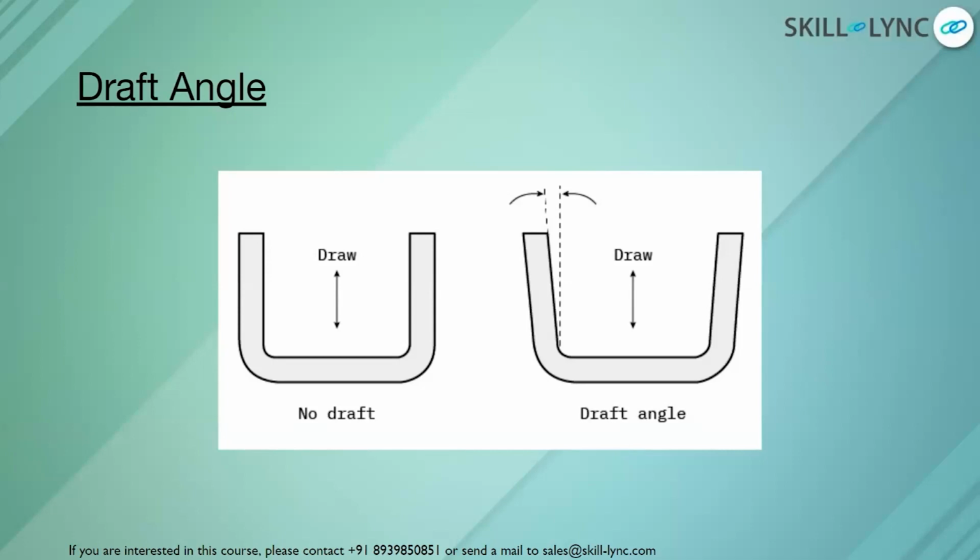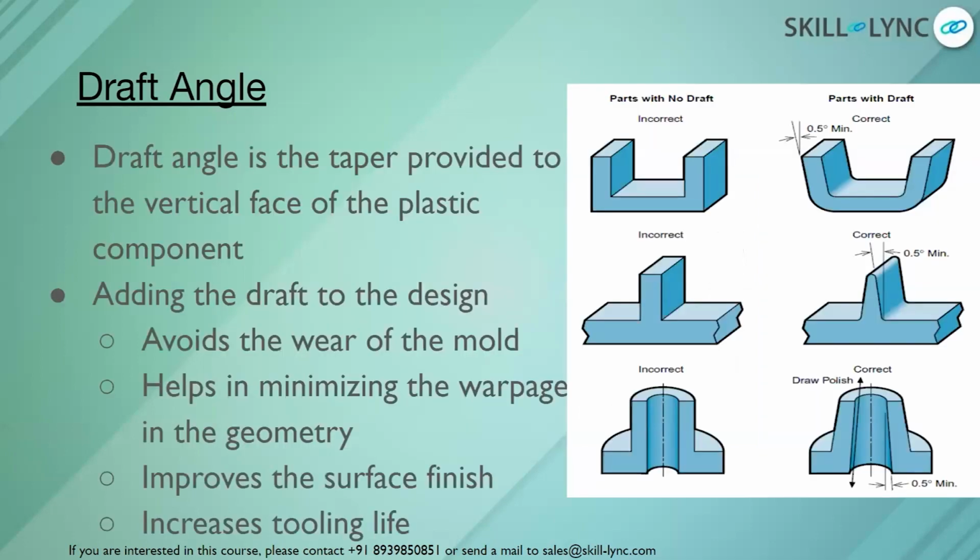Correct. Now you can see some of the components which are manufactured incorrectly, and what changes you need to make accordingly. If you look at the part with draft, you can see the minimum draft being 0.5. And in the second image, where the wall is perpendicular, 90 degrees to the main wall surface, we should have an angle of 0.5 degree accordingly.